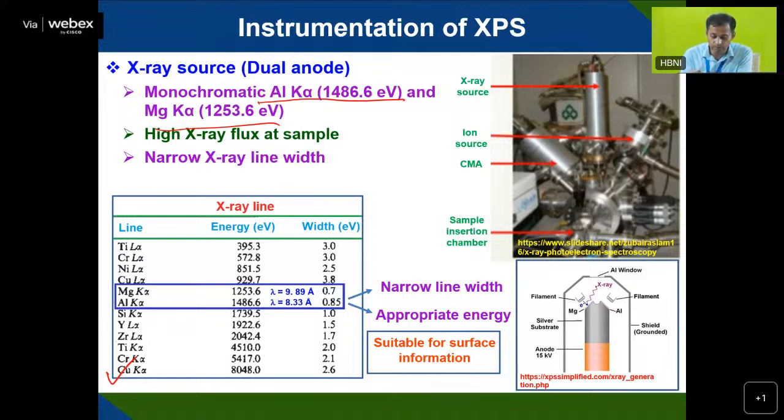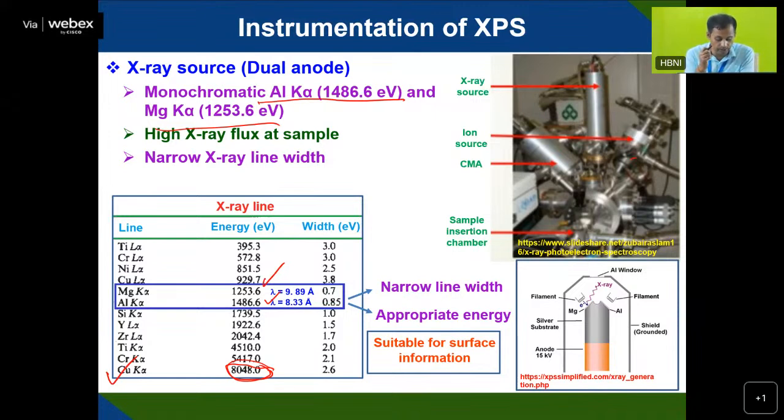So this is the assembly that is showing. You have an ion source here, all those things. Because of that narrow X-ray line width and high flux density, in XPS generally we use aluminum and magnesium, not copper K alpha. Copper K alpha energy is very high, whereas magnesium and aluminum energy is comparatively low. In X-ray diffraction we use copper K alpha or chromium K alpha, but in XPS we use magnesium and aluminum, because here XPS is an absorption process, so the X-ray has to be absorbed there.